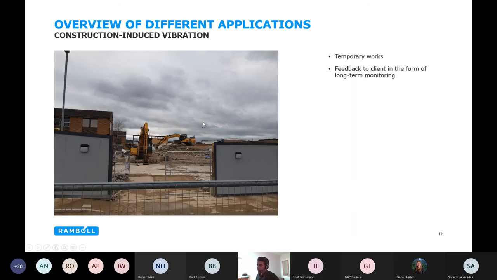Another example is construction-induced vibration. We may have excavators, vibratory rollers and other machines working, and those are inputting some vibrational energy into the ground that propagates and can reach a sensitive building that is close by. So we want to give feedback to the client and help them understand whether their vibration requirement is safeguarded, or if some measure and perhaps some discussion with the contractor is needed.